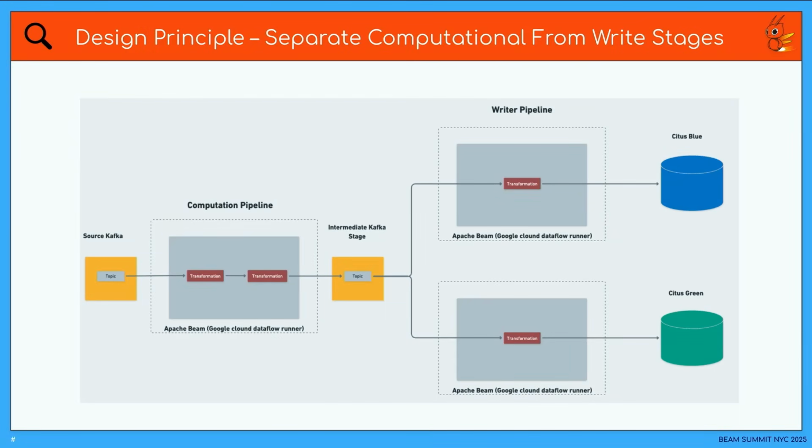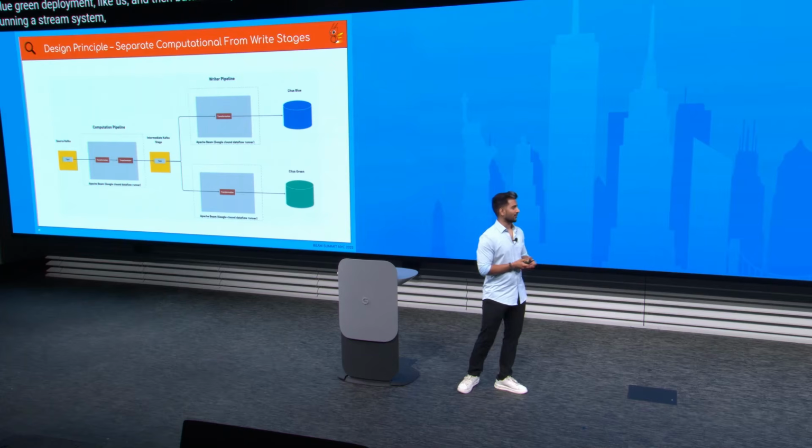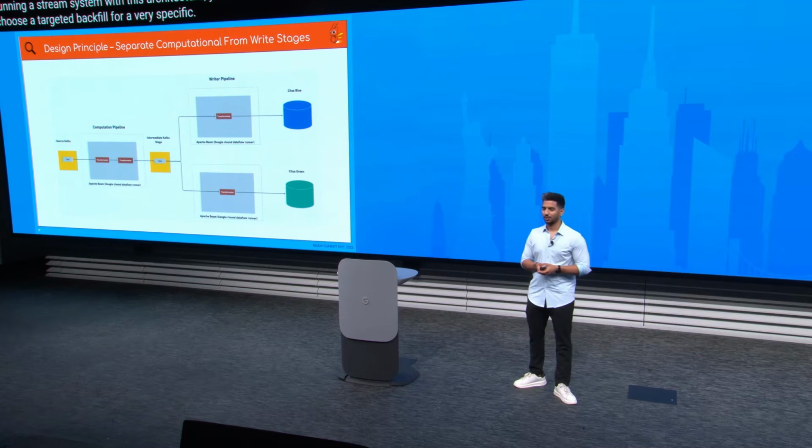One of them is reduced blast radius and specialized pipelines. By isolating the compute and write stages into separate Dataflow pipelines, we basically reduce the blast radius. If something goes wrong with the downstream data store, only one of those pipelines is impacted, not the entire system, and we can always fall back to the other data store if you're running a blue-green deployment like us. And then backfills are pretty hard if you're running a stream system. With this architecture, you can choose a targeted backfill for a very specific data store.